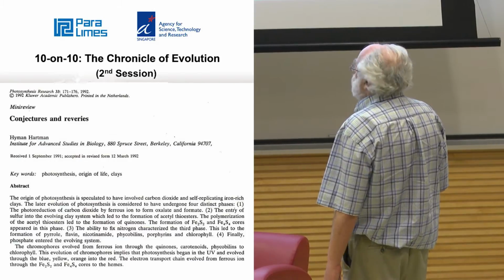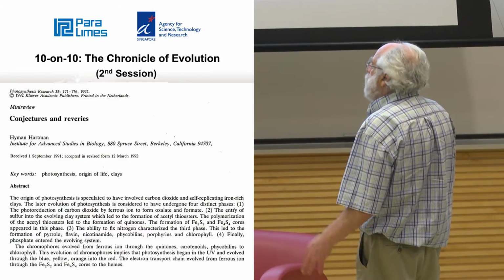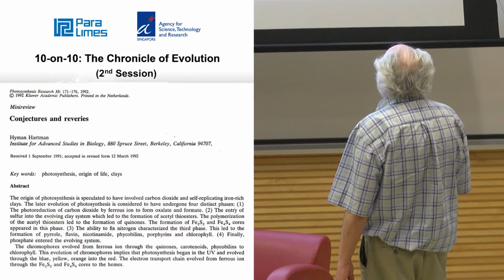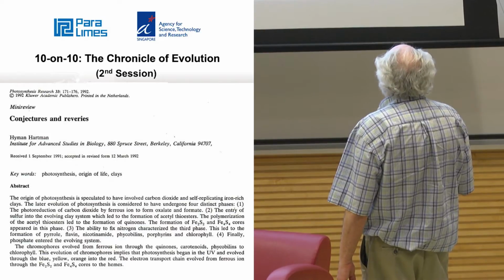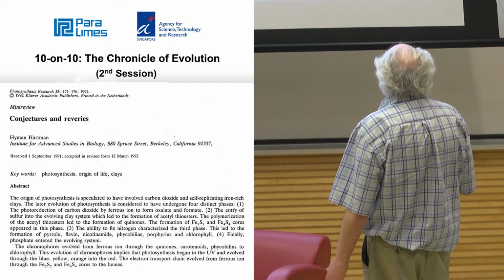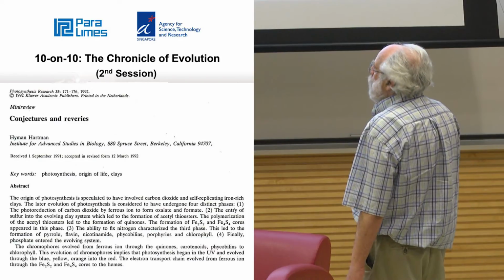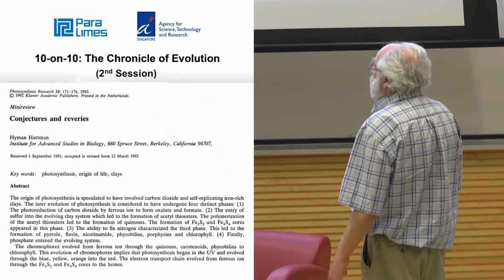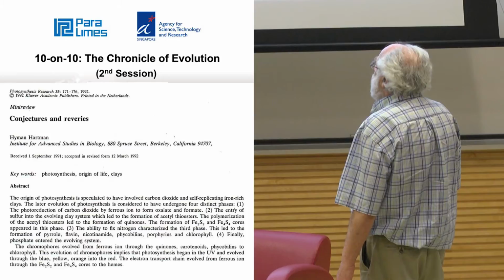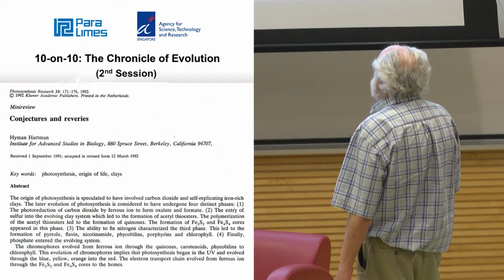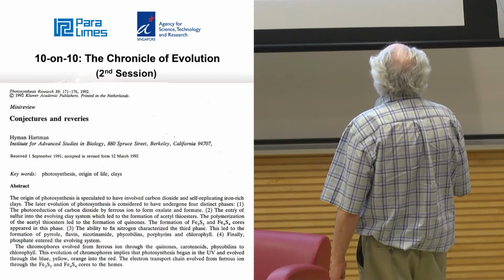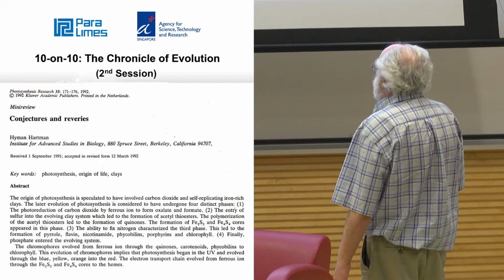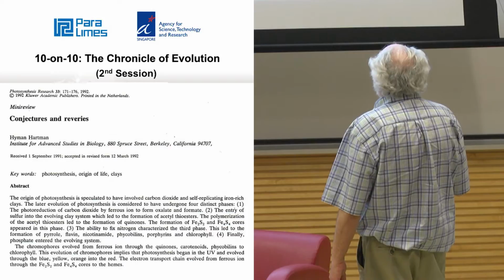The polymerization of the acetyl thioesters led to things like the formation of quinones and the formation of FeS2 and FeS4, ferredoxins, cores, appeared in this phase. The ability to fix nitrogen, which is one of the toughest problems still to solve of how nitrogenase came into existence, characterized the 3rd phase. This led to the formation of pyrroles, flavins, nicotinamide, phycobilins, porphyrins, and chlorophyll.